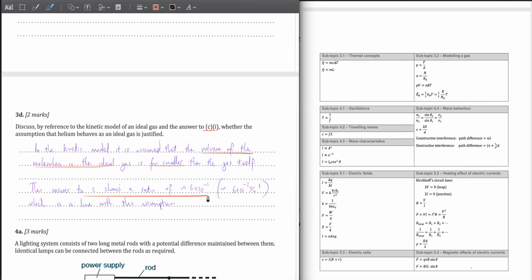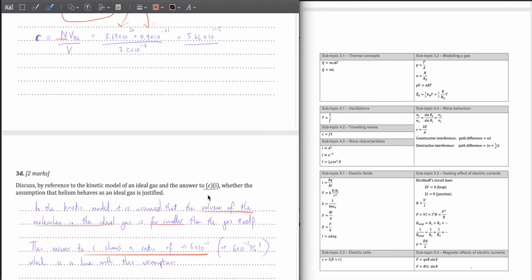Now, interestingly, this really does depend on your definition of what a small number is. I think this is pretty small. Anything less than 1% to me is small. I have seen students say that a ratio of 6 times 10 to the minus 5 is not small enough for this assumption to be valid. Really, I think it is, and that is IB's line as well. I understand that we're always looking for perfection and looking for things to be as small as possible. However, if we're wanting to assume that the volume is low, then really that is a low enough number. So we've got 1 mark there for just talking about the assumption, and the second to show that that assumption is in line with what we've calculated in question C.